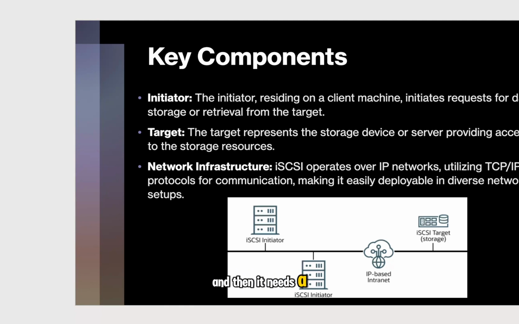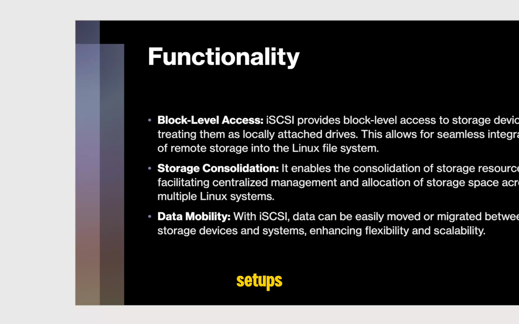And then it needs a network infrastructure, of course. iSCSI operates over IP networks, utilizing TCP/IP protocols for communication, making it easily deployable in diverse network setups. And then just to go over this, it uses block-level access. So iSCSI provides block-level access to storage devices, and they treat them as locally attached drives.